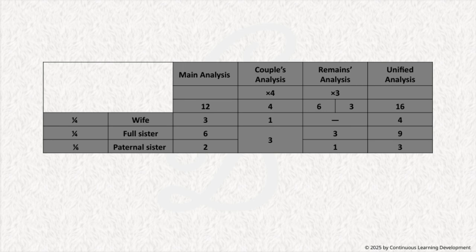Now, looking at the family relations, the table breaks down into specific kinship categories. For example, the wife accounts for 4 cases in the Main analysis, 3 in the couple's analysis, and 1 in the Remains analysis, with a total of 4 overall. The full sister appears more frequently, with totals of 9 cases across all analyses, 6 in the Main, 3 in the couple's, and 3 in the Remains. The paternal sister is less common, but still significant, with 2 cases in the Main analysis and 1 in the Remains analysis.